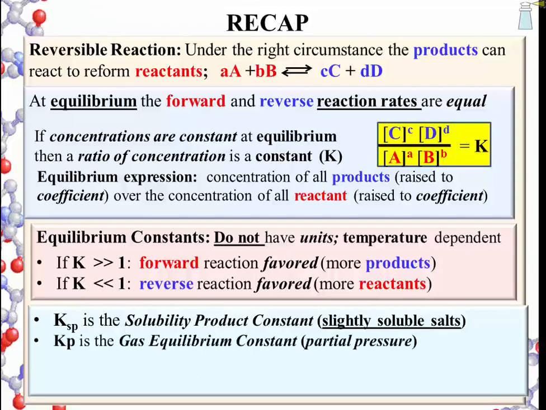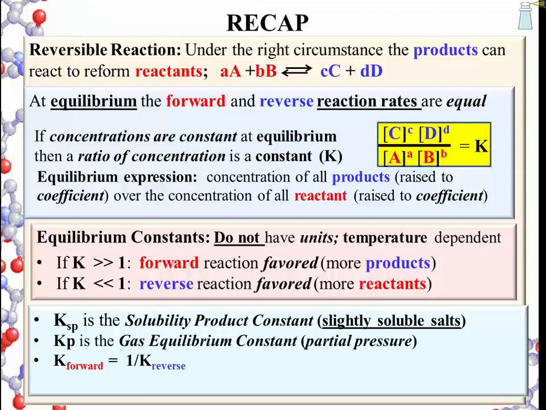Kp is the gas equilibrium constant. All species of the reactions must be gases. Partial pressure is used for concentration. The equilibrium constant for the reaction written in the forward direction is the inverse or reciprocal of the equilibrium constant for the reaction written in the reverse direction.